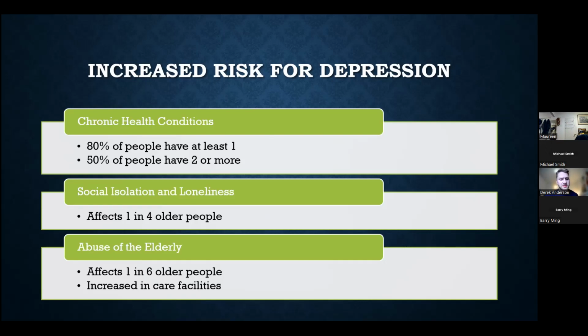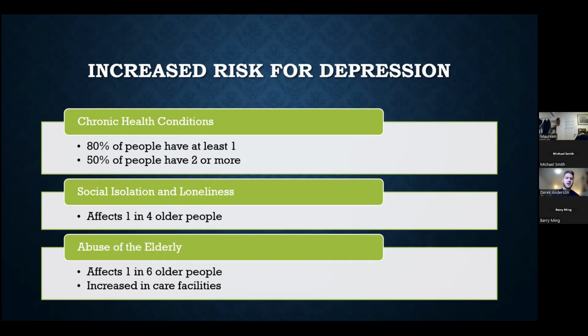Some other significant risk factors worth mentioning include social isolation and loneliness. According to the World Health Organization, this affects about 1 in 4 older people and can have similar impacts on mortality to well-established factors such as smoking, obesity, or physical inactivity.